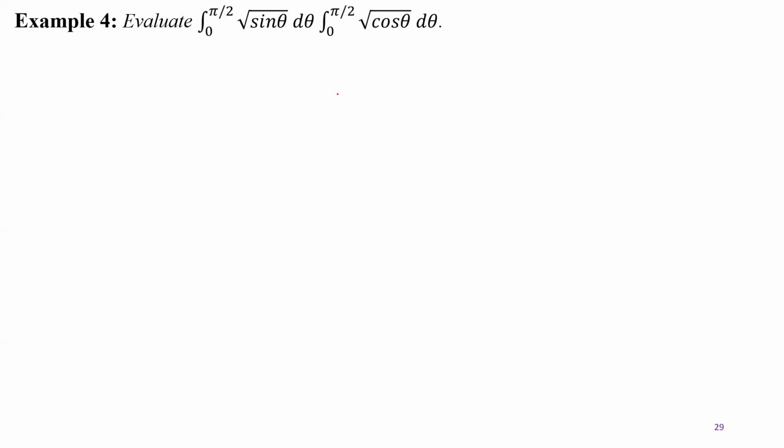Let us take one more example on beta and gamma function. We have to evaluate the integration under the limit 0 to pi by 2 of root sine theta with respect to theta, into the integration under the limit 0 to pi by 2 of root cos theta with respect to theta.